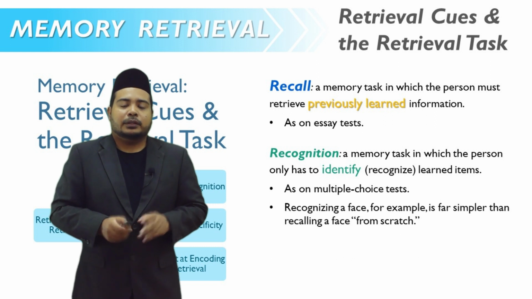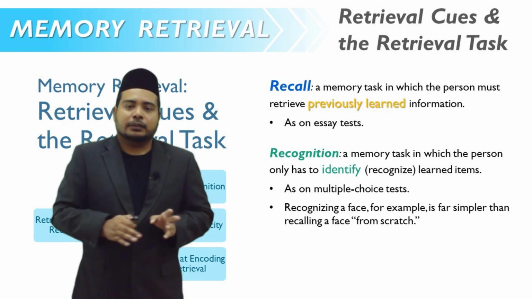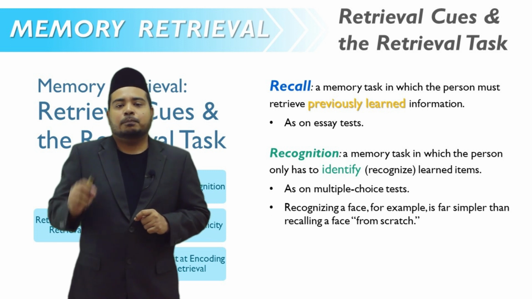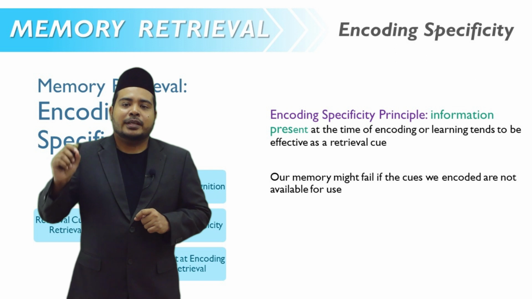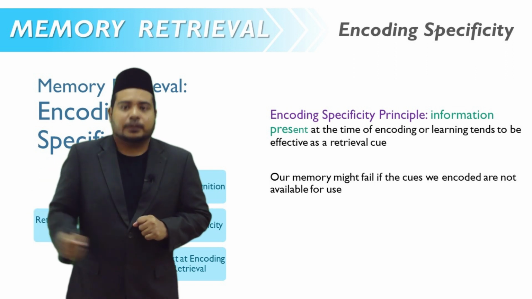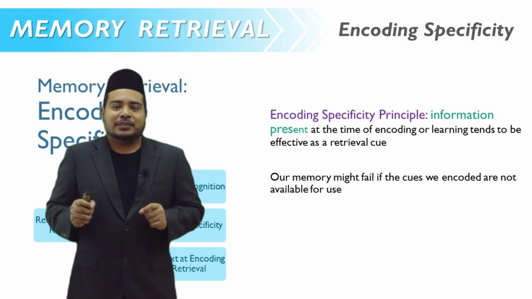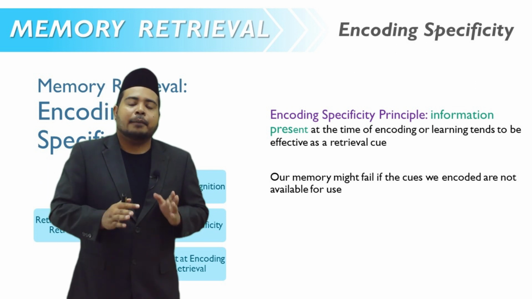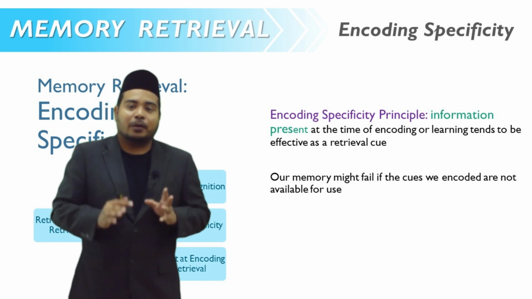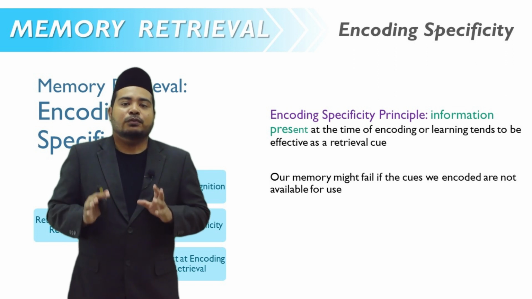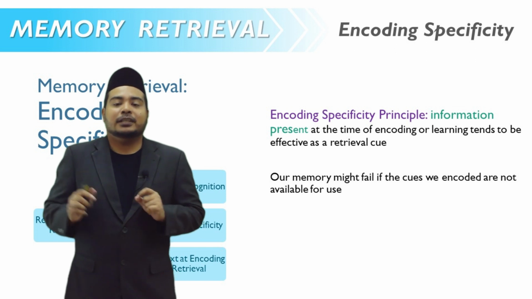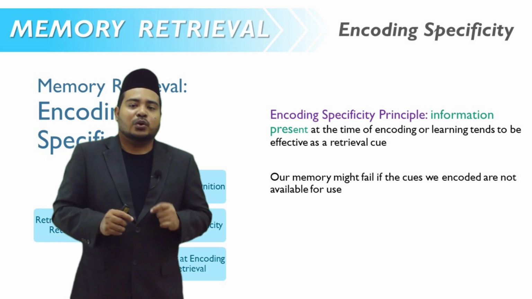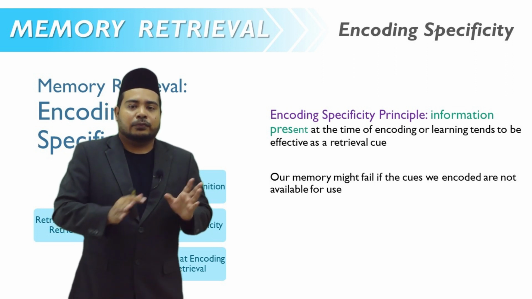When we talk about recalling and retrieving all of this information, sometimes we depend on the encoding specificity principle. According to the encoding specificity principle, information present at the time of encoding, or at the time of learning, tends to be effective as a retrieval cue. Our memory might fail if the cues that were encoded are not available for use.